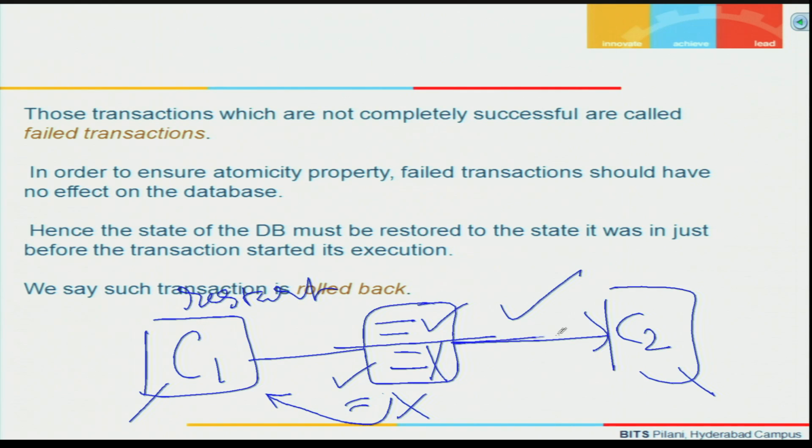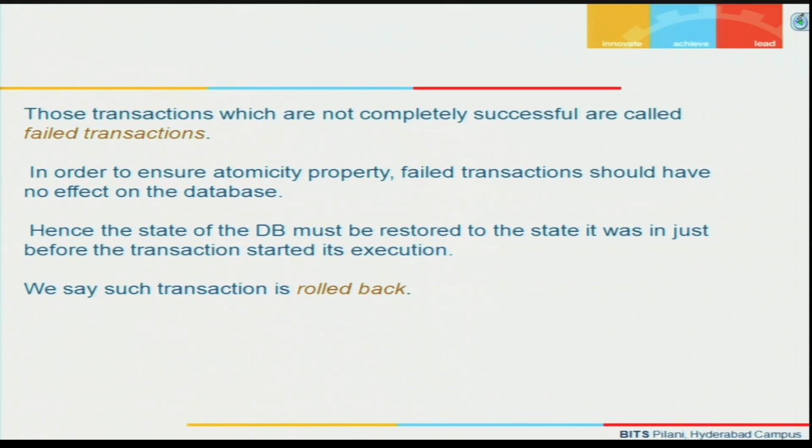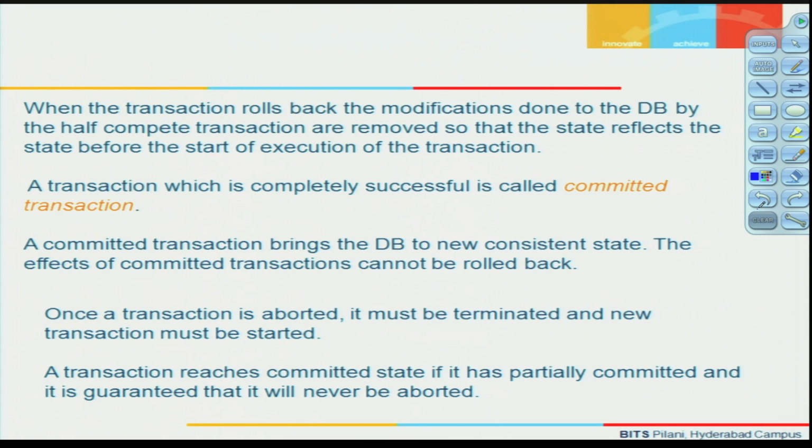And once it is successfully done, and all the changes have been permanently written to the database, it will take the database to the next consistent state. The process of removing the effects done to the database by a half-done transaction is called rollback activity. When the transaction rolls back, the modifications done to the database by the half-complete transaction are removed so that the state reflects the state before the start of execution of the transaction.